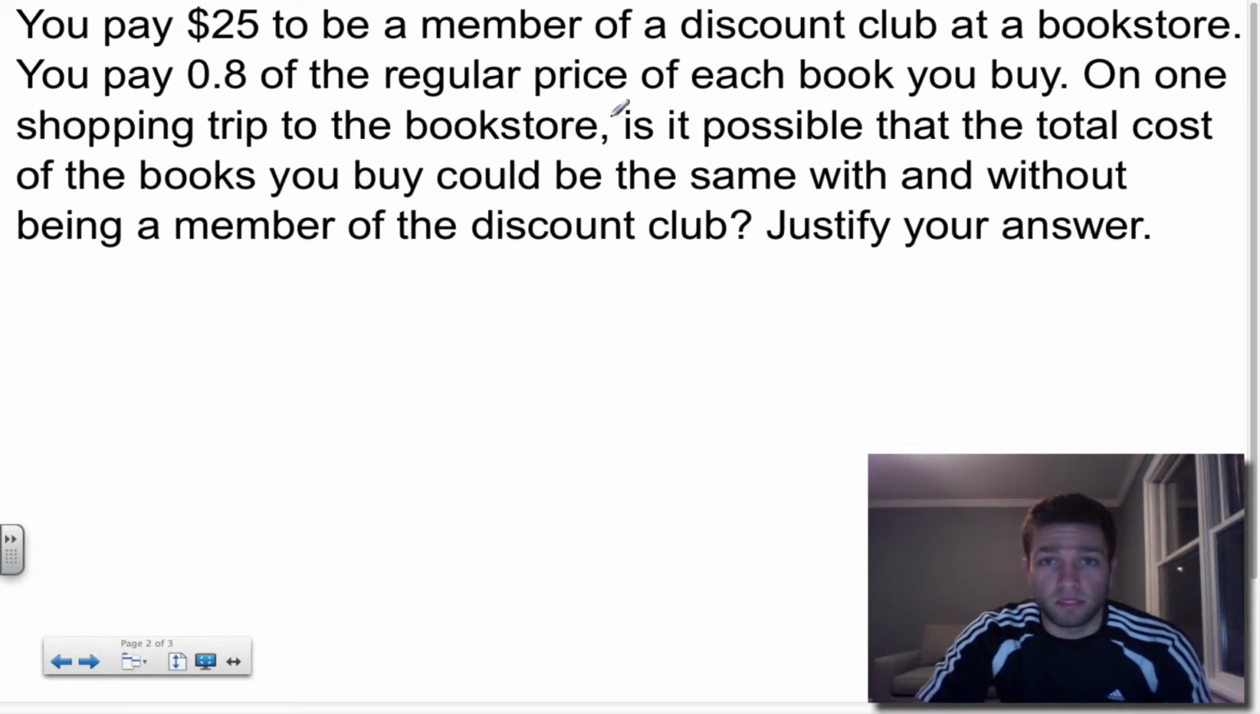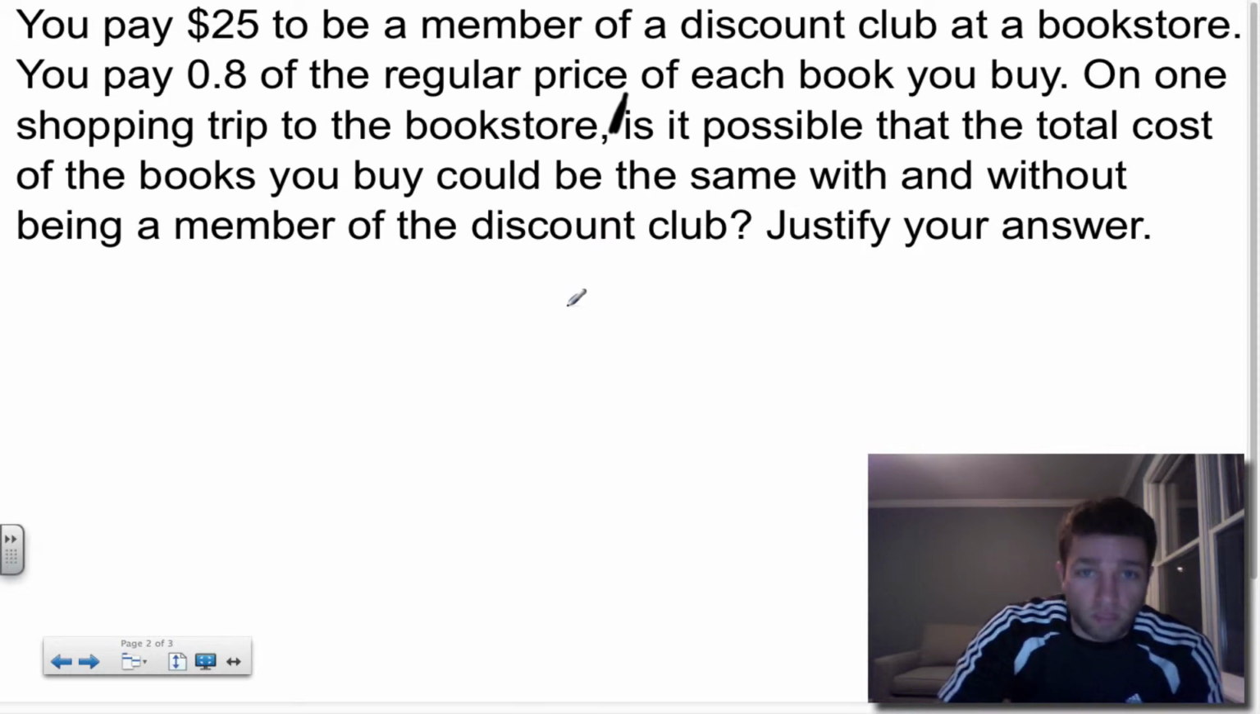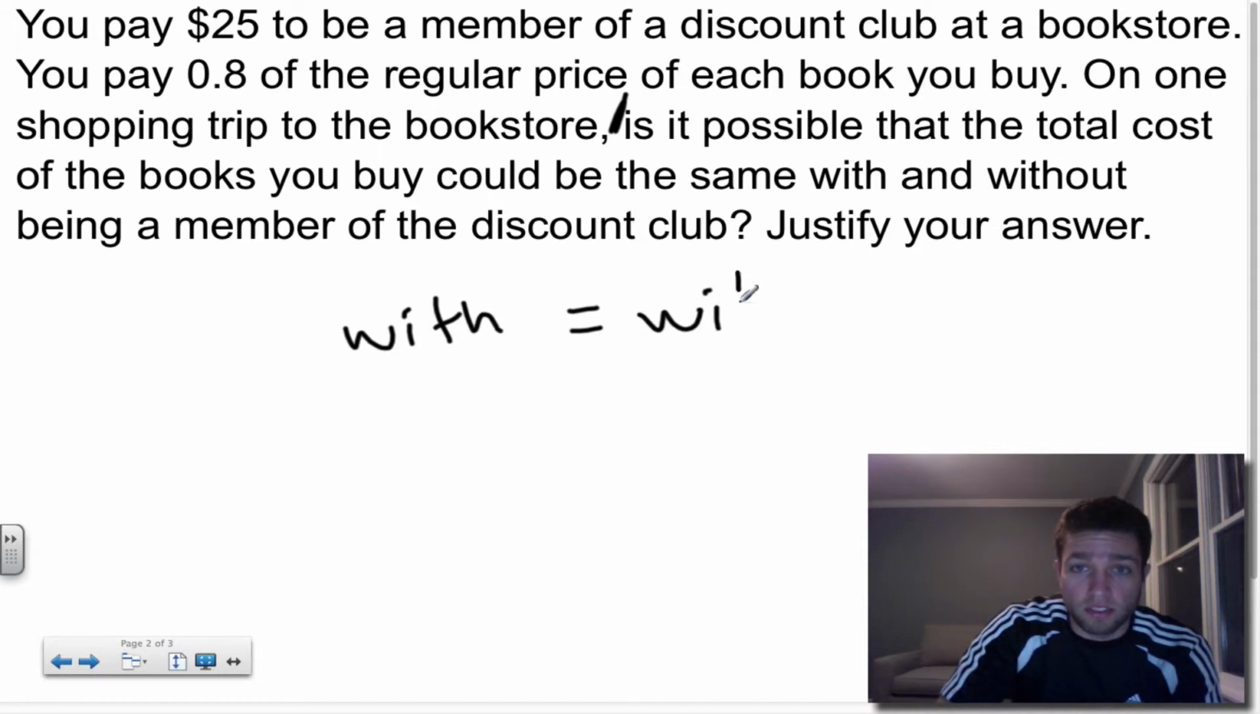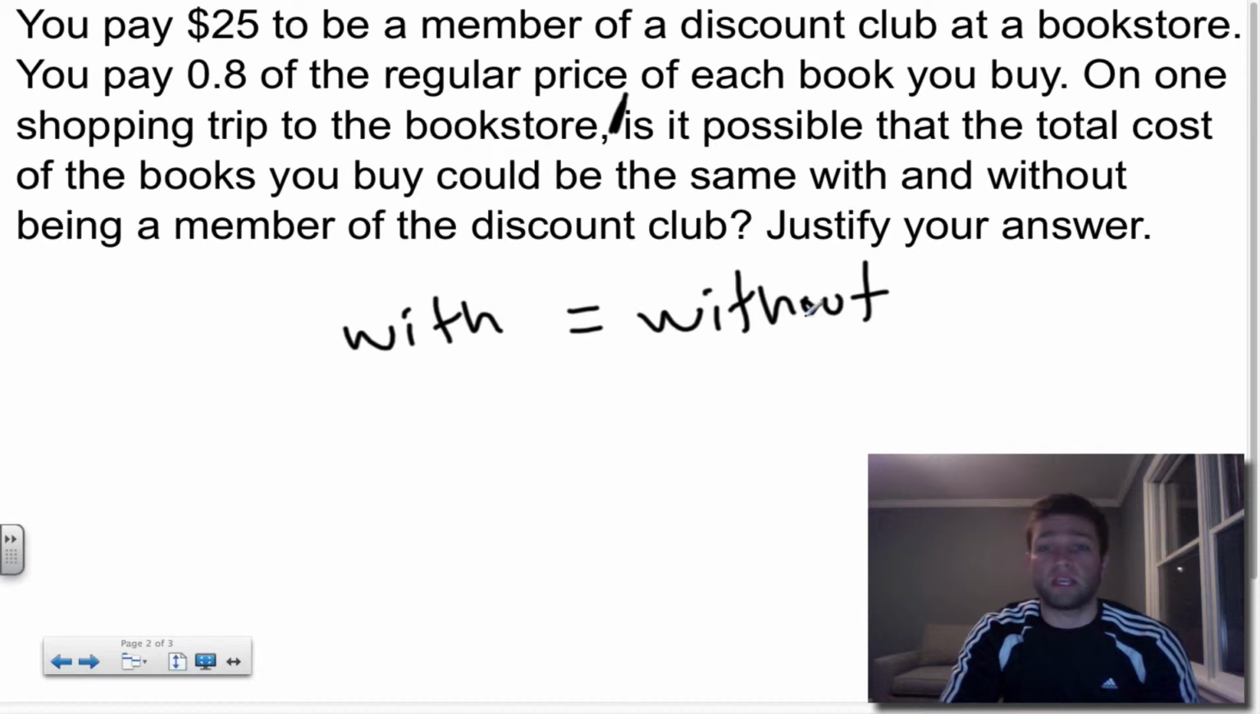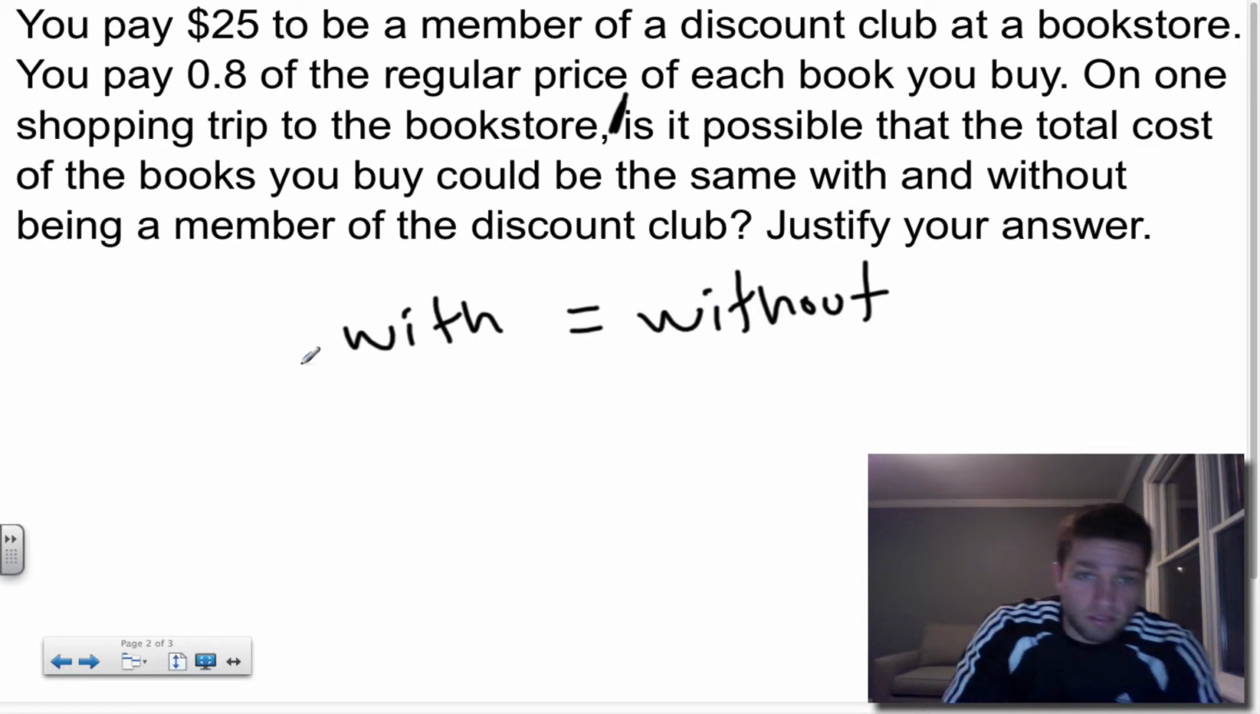Is it possible that the total cost of the books you could buy could be the same with and without being a member? So I want to know if purchasing with a membership and without a membership can be equal. So there's my very, very basic: I want to know if with can equal without, with a membership, without a membership. Now let's go to the problem.